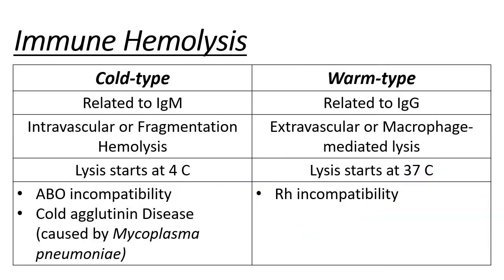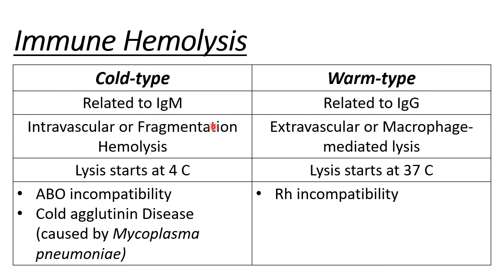Punta naman tayo sa immune hemolytic anemias. Okay? We can classify that into cold type and warm type. Ang cold type of immune hemolysis is related to IgM. Okay? So, para mas madali nyong matandaan, M for malamig. Okay? And then warm type for IgG.